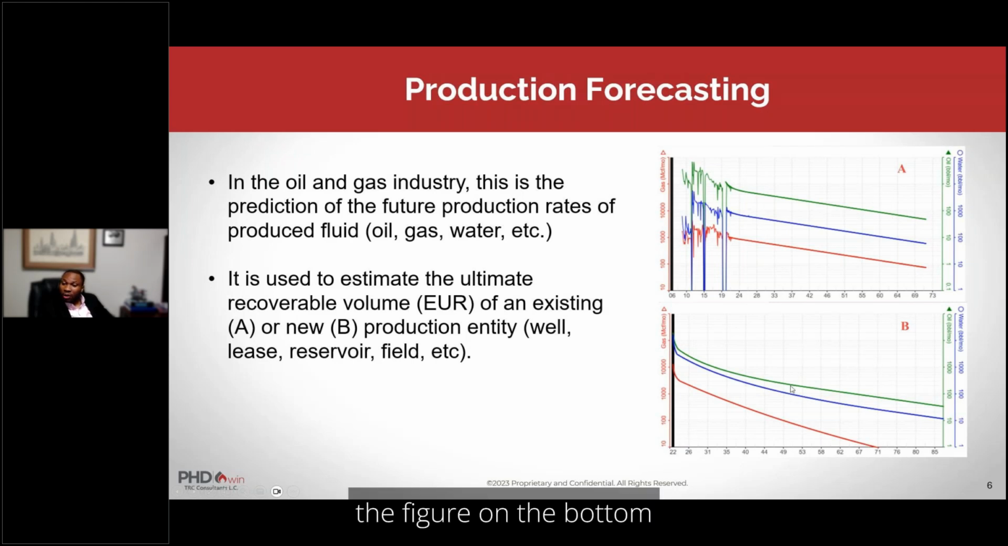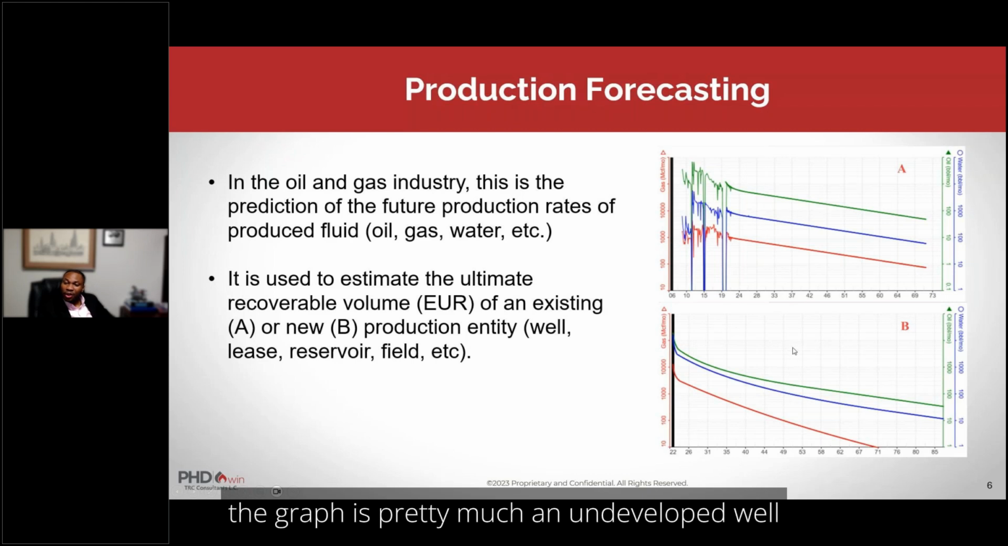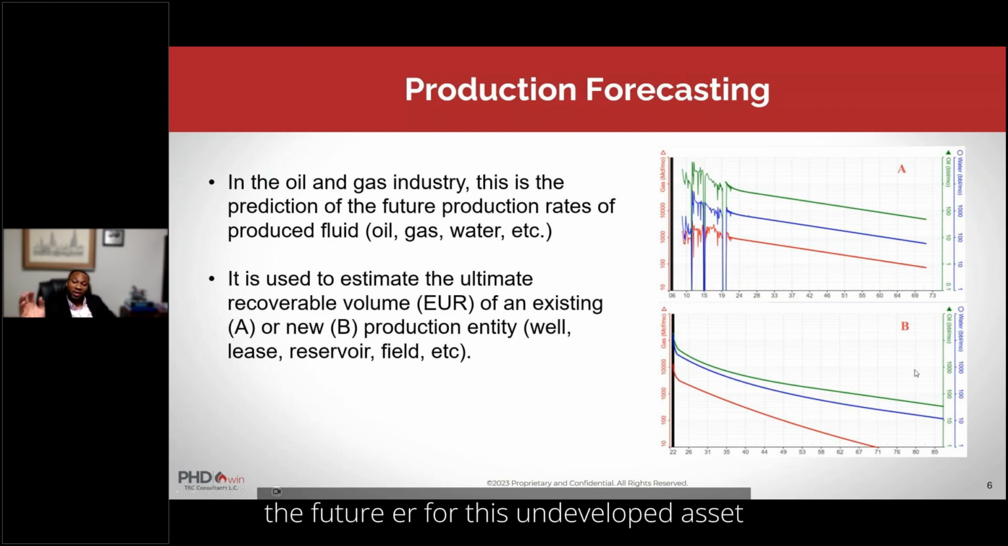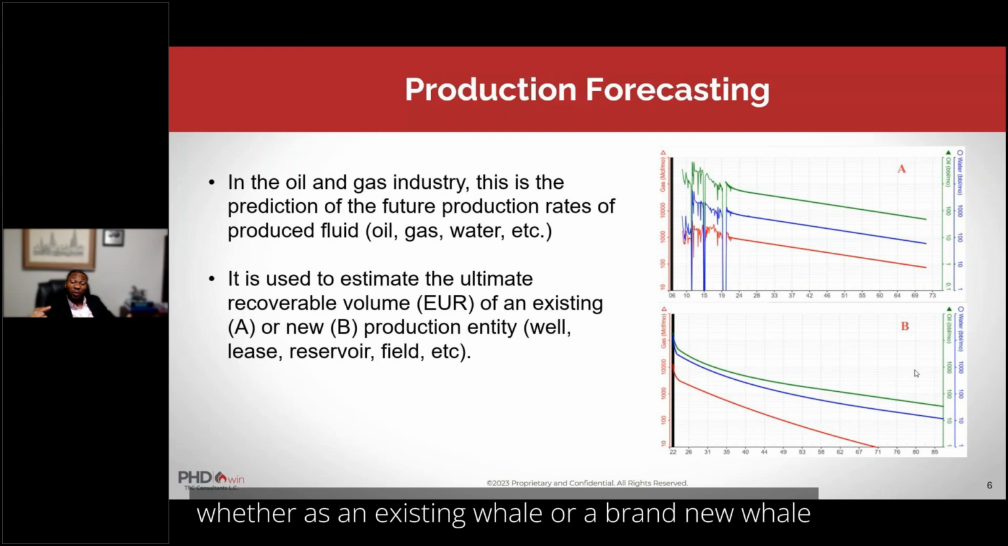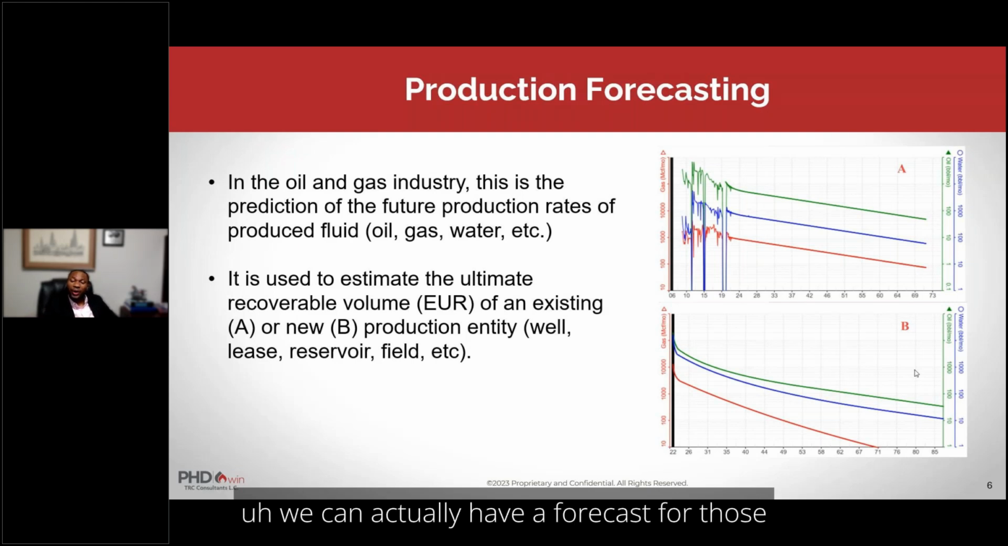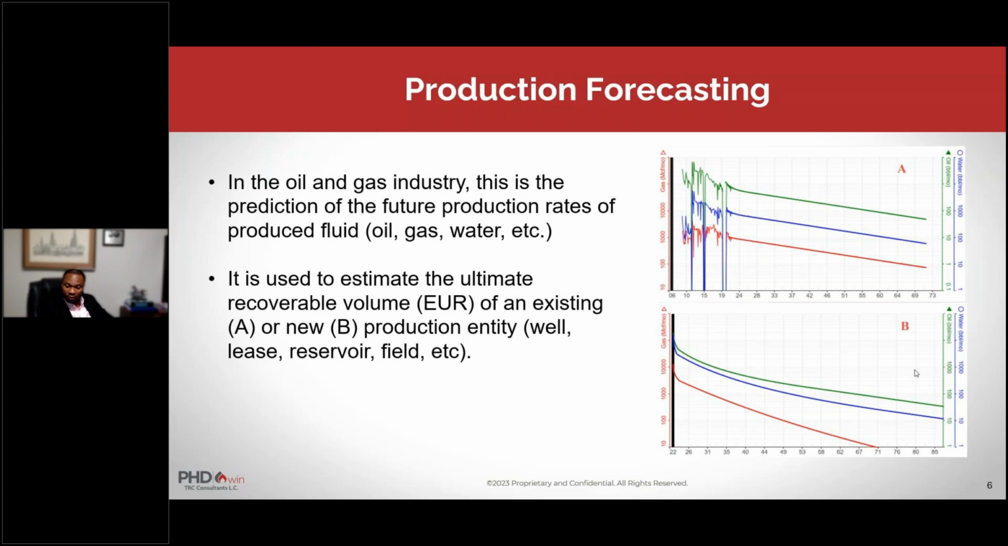The figure on the bottom, the graph, is pretty much an undeveloped well that we had to create a type curve for, and then we projected the potential future EUR for this undeveloped asset. So production forecasting, whether it's an existing well or a brand new well, we can actually have a forecast for those 2 situations.